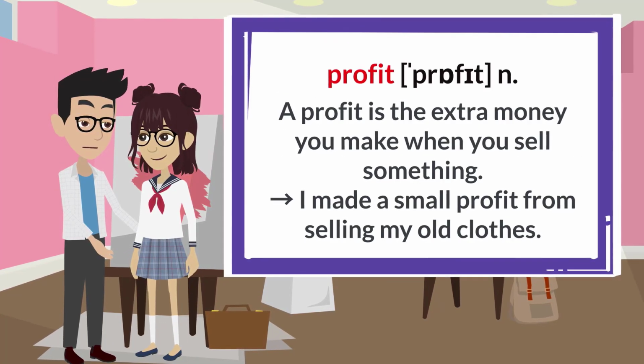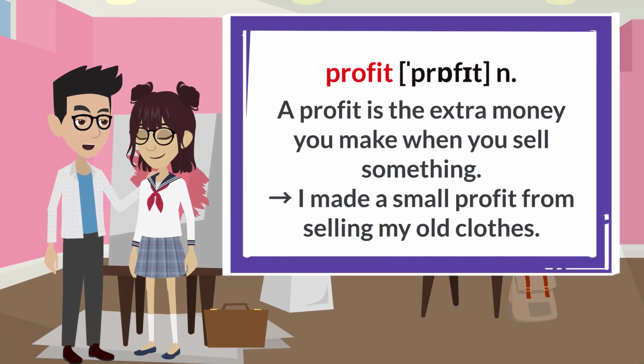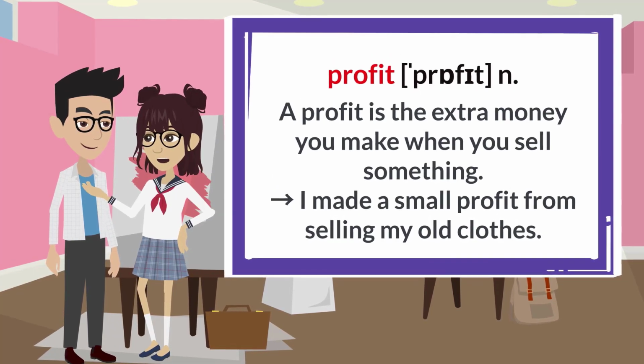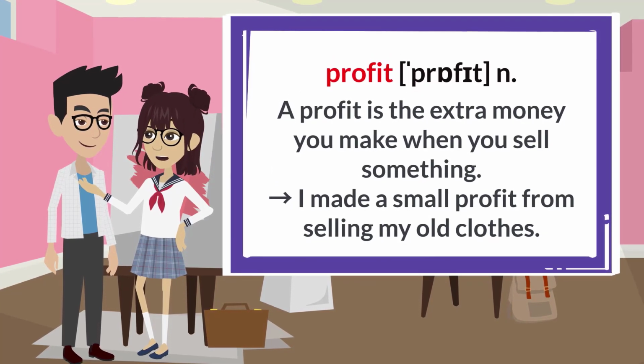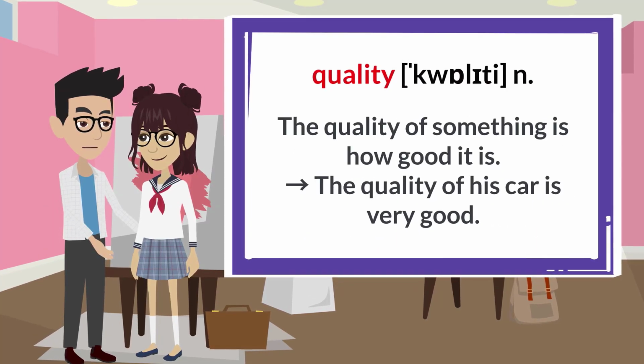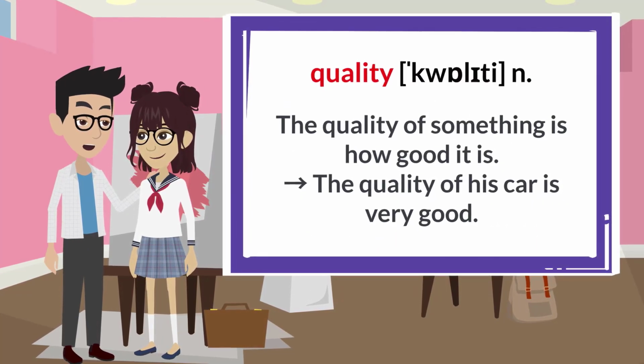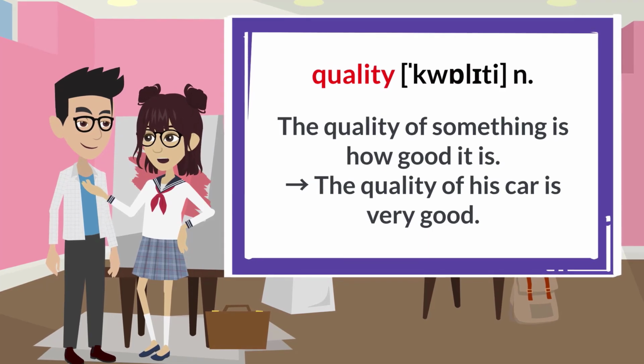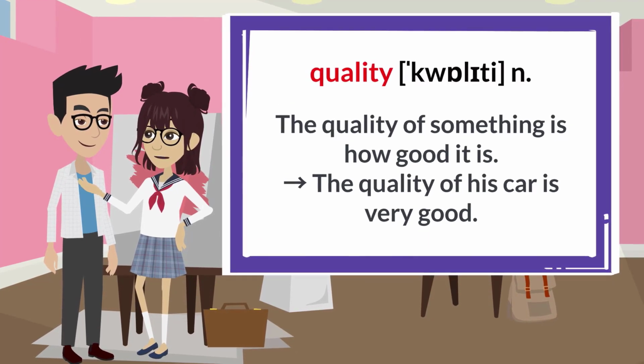Profit. A profit is the extra money you make when you sell something. I made a small profit from selling my old clothes. Quality. The quality of something is how good it is. The quality of his car is very good.